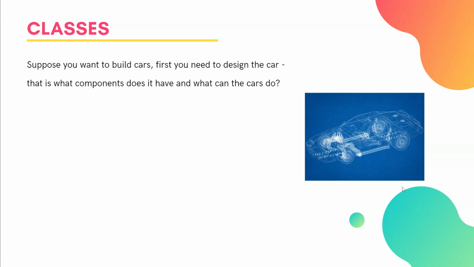So suppose you want to build cars in the real world. You first need to design the car. That is, you need to choose what components it has, and you need to say what the car does. So you need a blueprint, which we've got in the picture on the right.